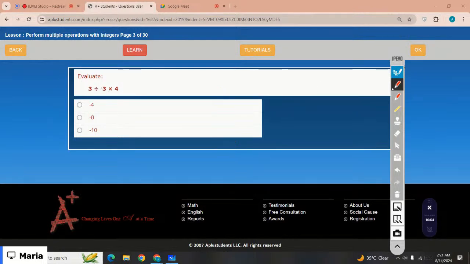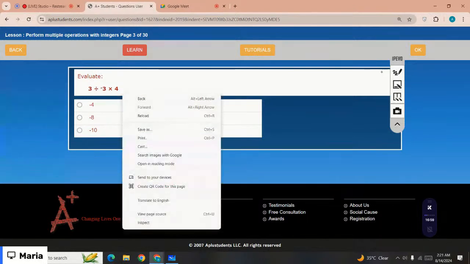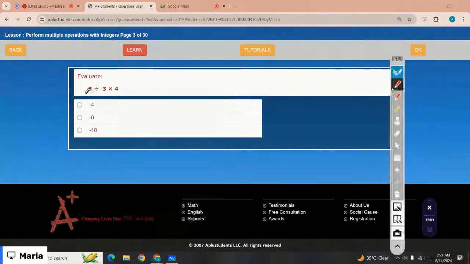Okay, so again, we learn multiplication, right? So going from left to right, you have to perform division first, right? So 3 divided by negative 3 is negative 1, and then you do negative 1 times 4, so that is negative 4.